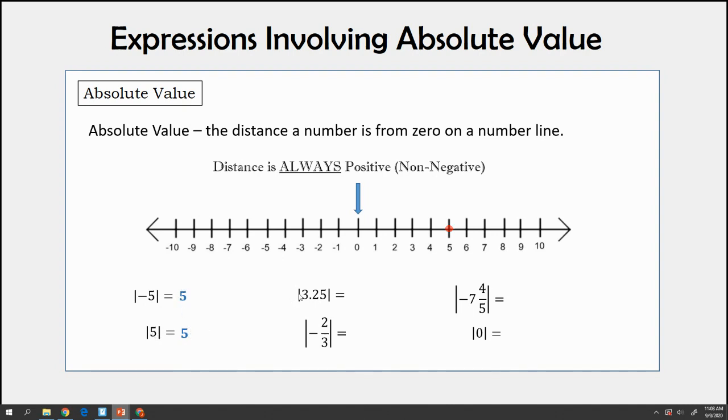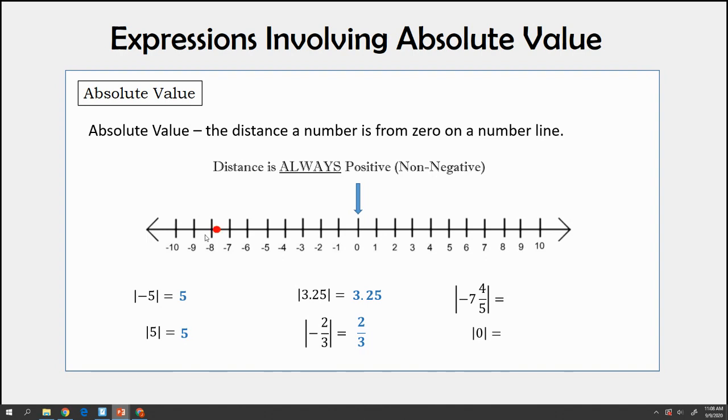Next one. What's the absolute value of -3.25? Well, 3.25 is 3.25 units from zero. If I count from zero to 3.25, or 3.25 to zero, it doesn't matter if I go right to left or left to right. The answer is 3.25. How far from zero is -2/3? Well, -2/3 on a number line would be located a little bit more than halfway from zero to -1. But again, how far is -2/3 from zero? It's 2/3 units from zero.